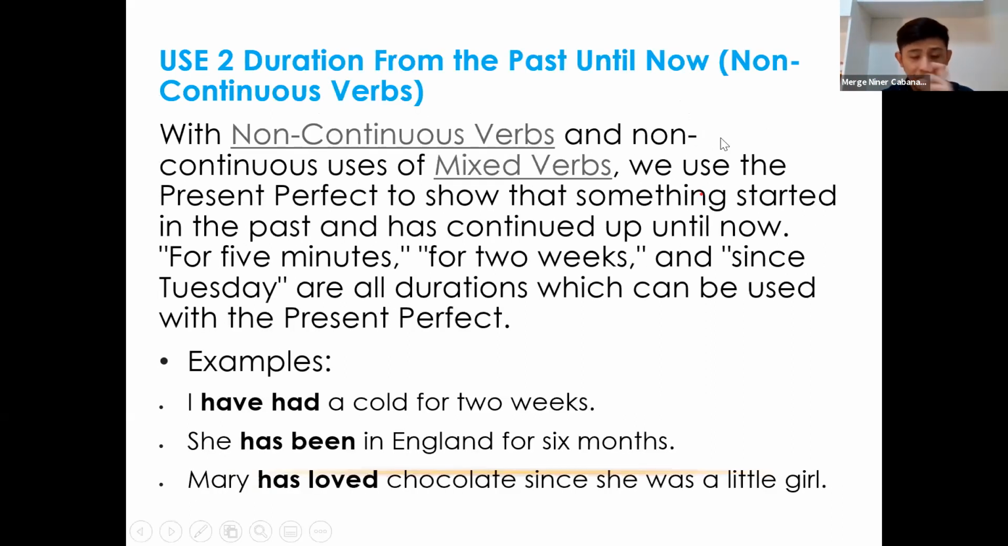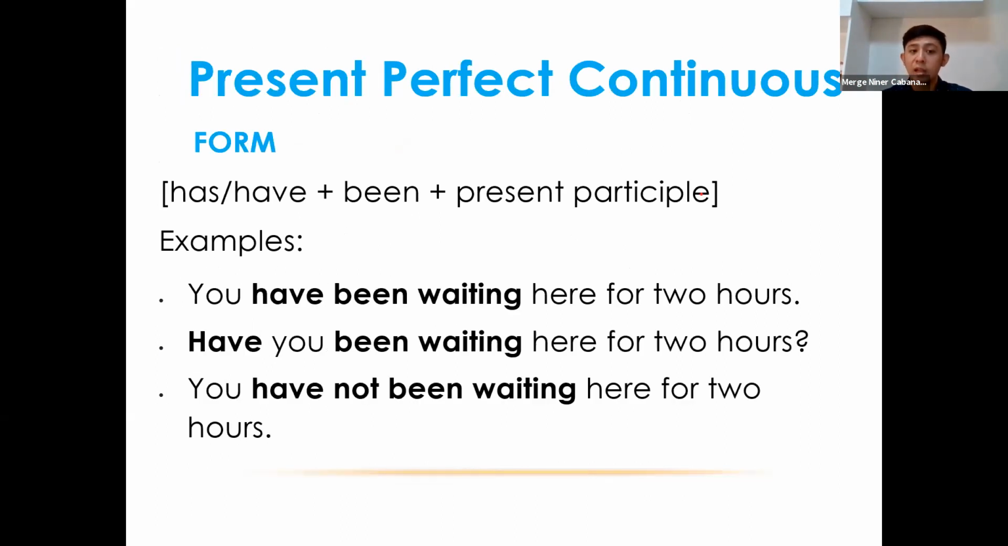Okay. So duration from the past until now, again, we have the non-continuous and mixed verbs, which we're going to learn later. I've had a cold for 2 weeks. She has been in England for 6 months, and Mary has loved chocolate since she was a little girl. So we're done with your present perfect.